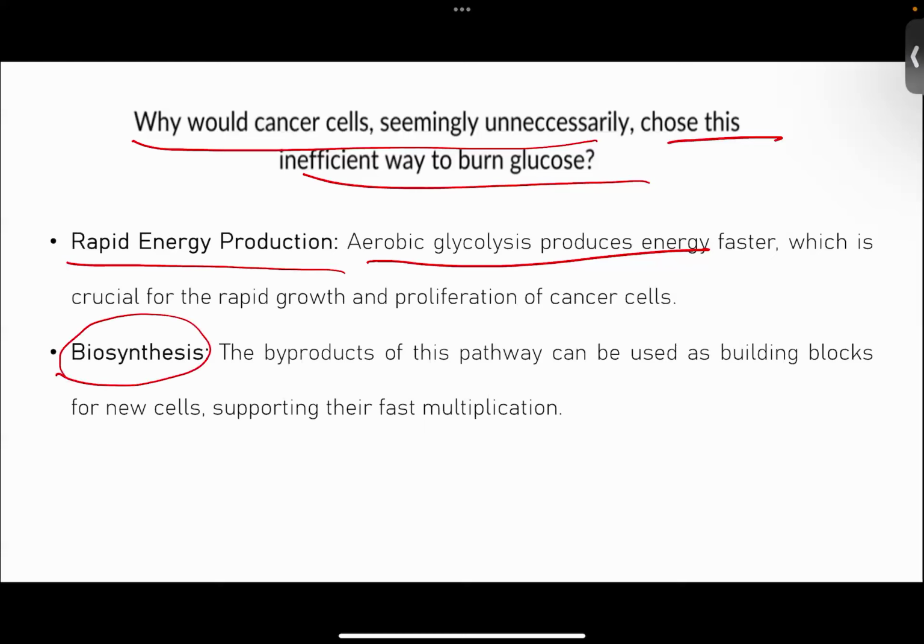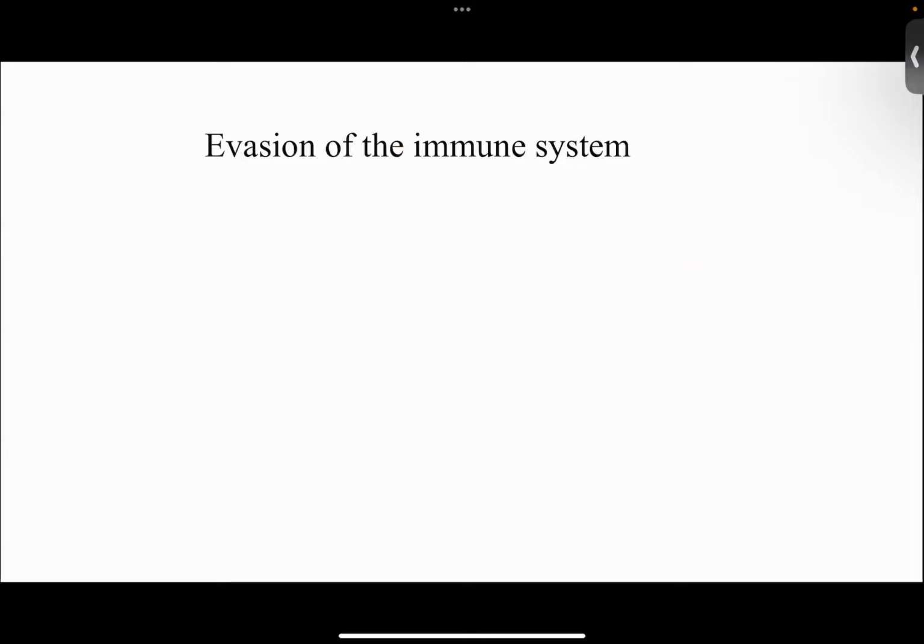Also, very important, biosynthesis. So what happens? During cell division, there are some byproducts formed. That will help in the building blocks of new cells, also for faster multiplication. So the next cells have to be formed. Because of that, there's a constant formation of metabolism and constant divisions, basically for the multiplication.